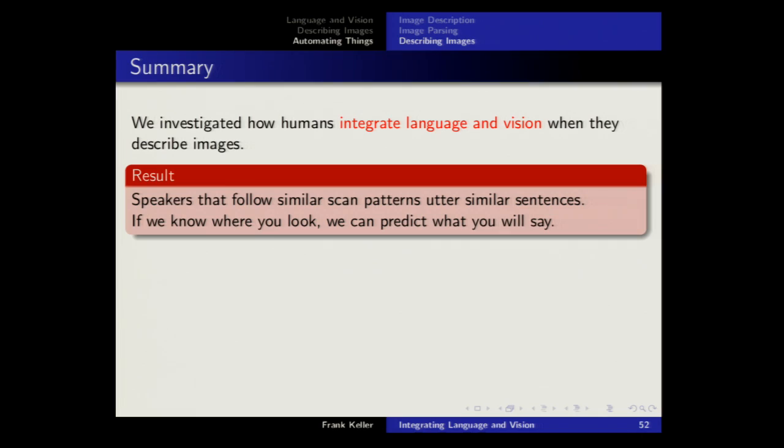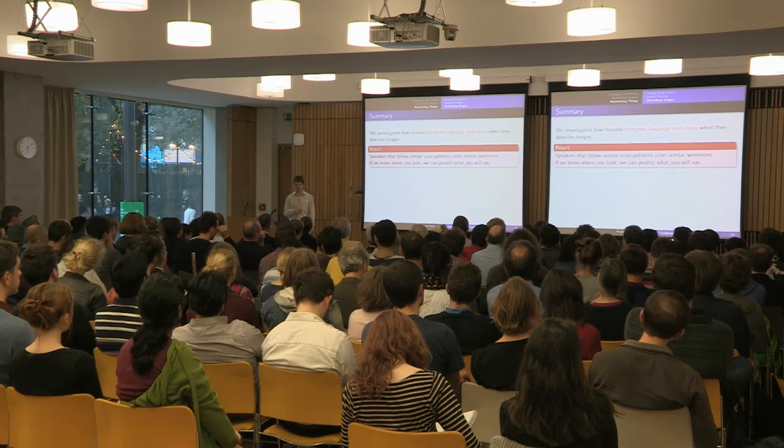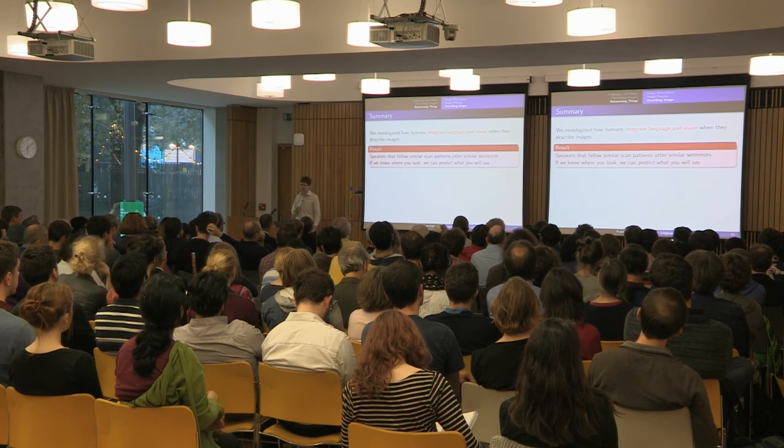Okay, so that is the end of the talk. Let me just quickly summarize what we've seen. We started off by wanting to look at multimodal cognition, at how people integrate across modalities. We've narrowed this down to the study of language and vision, and even more narrow to the study of how people describe images. And there we found that people who follow similar scan patterns also utter similar sentences.